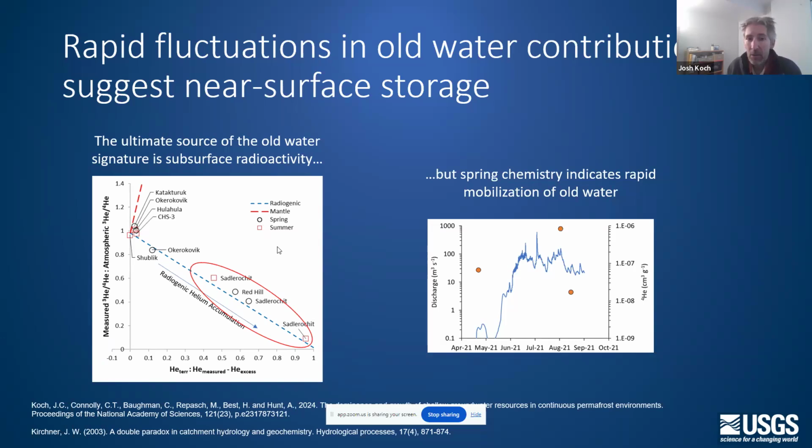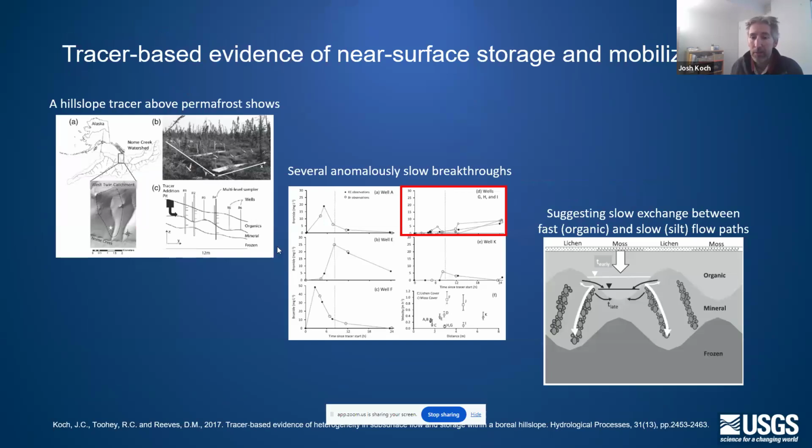And so this reminds me of some pioneering work by Jim Kirchner, a hydrologist, and I always love the title of this paper, A Double Paradox in Catchment Hydrology and Geochemistry. The paradox is this idea that we can have what looks like very old water, but that can be flushed from these environments very quickly by a storm event. And so one way to explain this paradoxical signature is that we're talking about flow that's shallow, that can be stored over longer time periods.